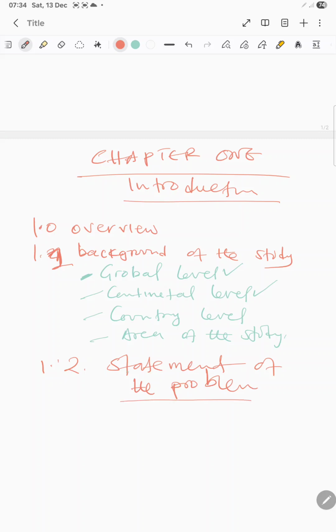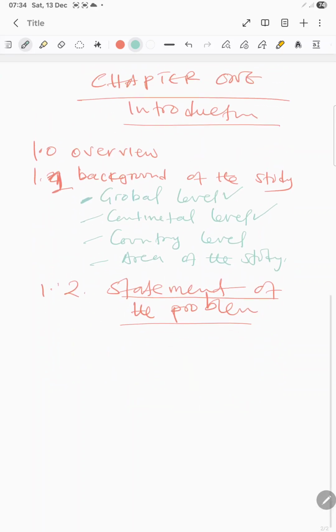Now, what is this statement of the problem? Statement of the problem is simply the problem that the researcher aspires to tackle. So that problem that you as a researcher aspire to tackle is what we call the statement of the problem. For instance, if you've already stated in the background of the study that there are already authors that have written on the same topic that you are writing, then what is the point of you writing on the same topic again? Because there are already other authors that have written about the same topic.